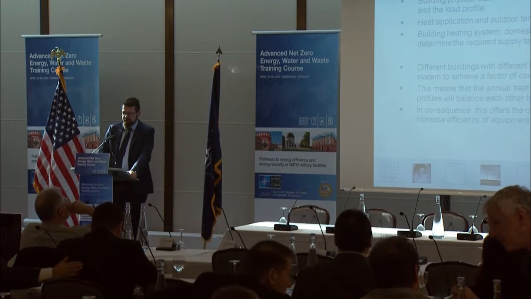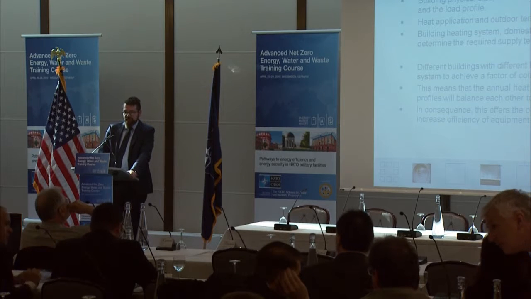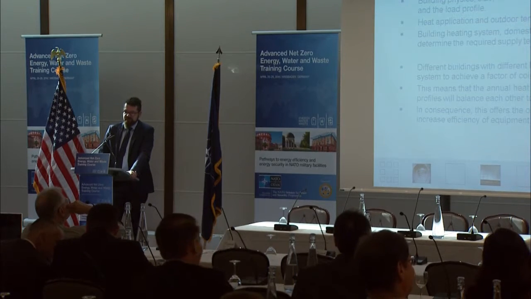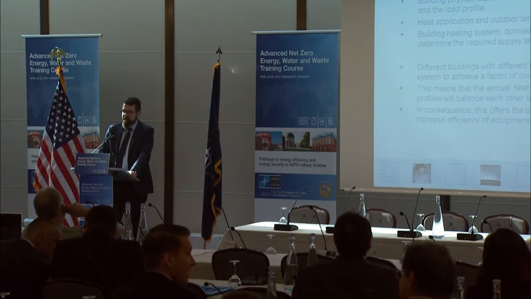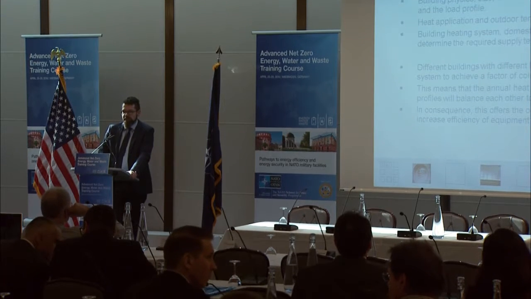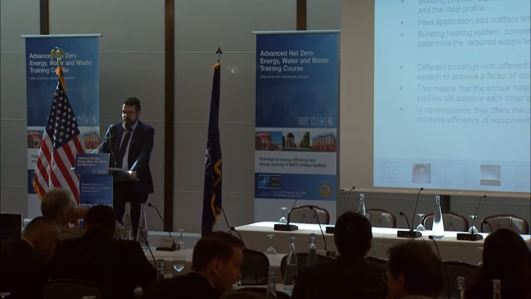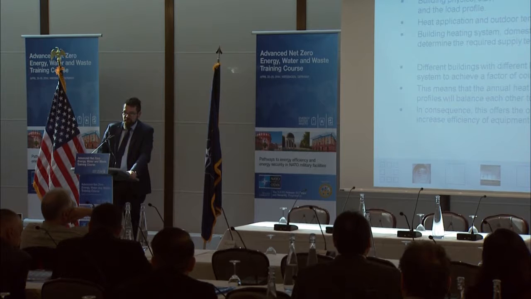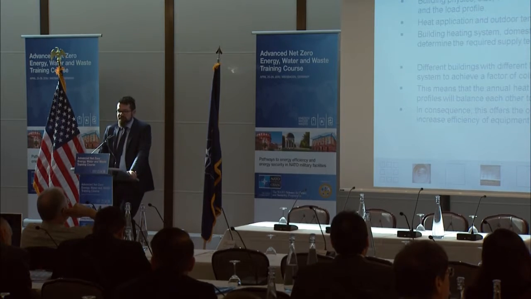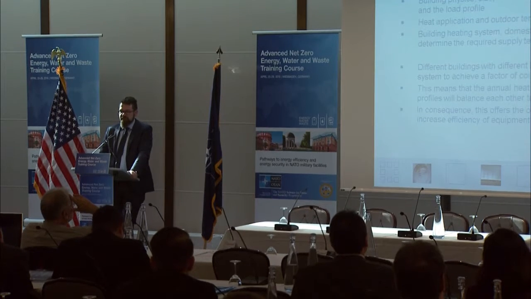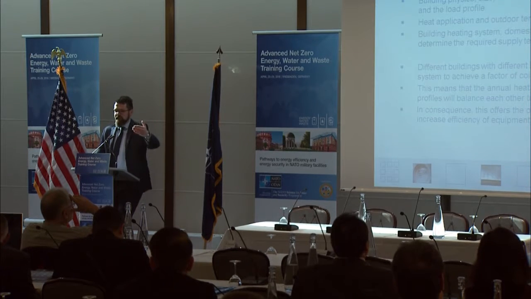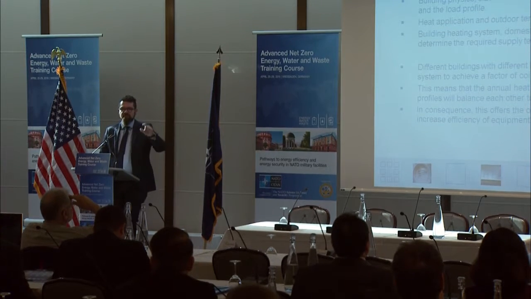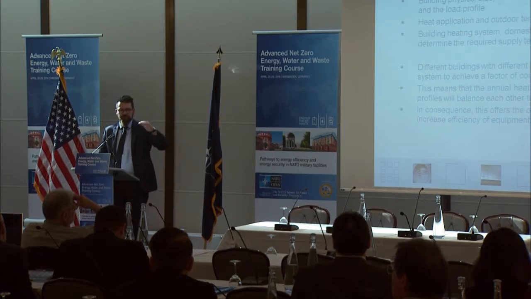So what is the conclusion from all that? First thing is that the building physics, size, utilization, and occupation determine the heat load and the load profile. The heat application and the outdoor temperature also determine the load profile and the order of magnitude. The building heating system, the amount of domestic hot water and process application determine the required supply temperature you need to supply to the buildings. And this is the lower limit for your supply temperature.